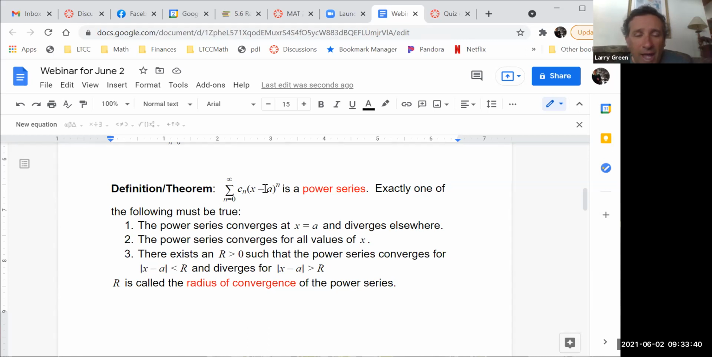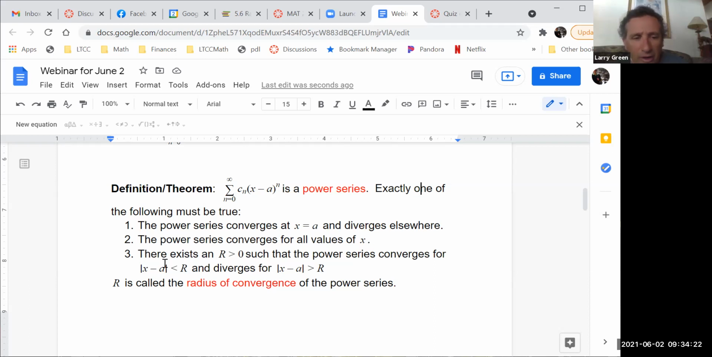So notice if x equals a, of course this converges because the power series is just going to be c naught plus zero plus zero plus zero plus zero plus zero plus zero forever. So of course it converges. So at x equals a, the power series always converges, but it could diverge everywhere else. Okay, we could also have the power series converges everywhere for all values of x. So there are power series examples where no matter what value of x you plug in, you can do a convergence test and it converges no matter what value of x you've got.